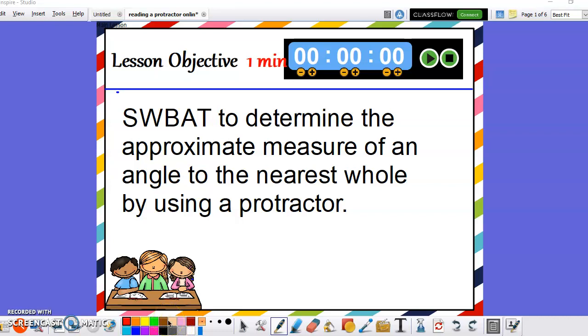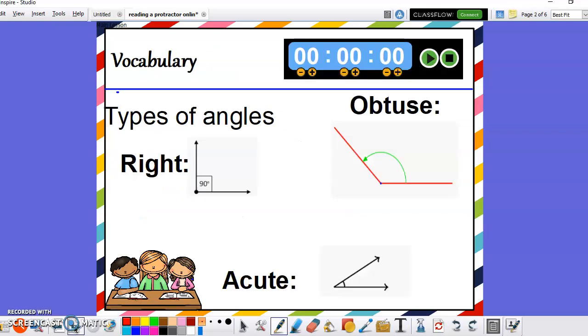All right, so this is our lesson for Tuesday, April 7th. Today, the students will be able to determine the approximate measure of an angle to the nearest whole by using a protractor. But before we get into our protractor use, I just want to go back over the different types of angles that you might see.